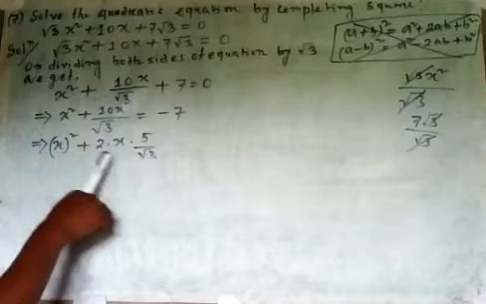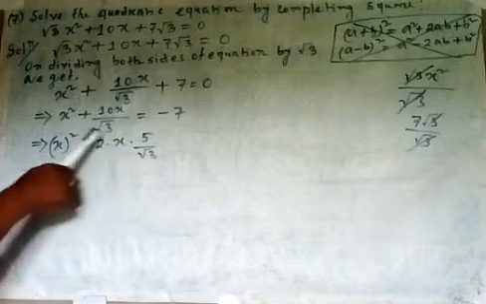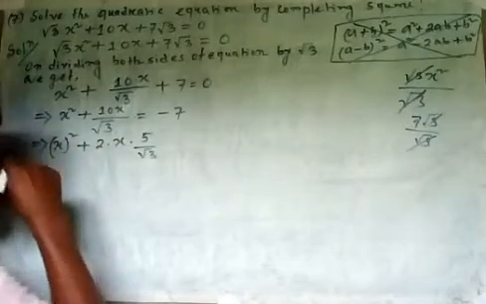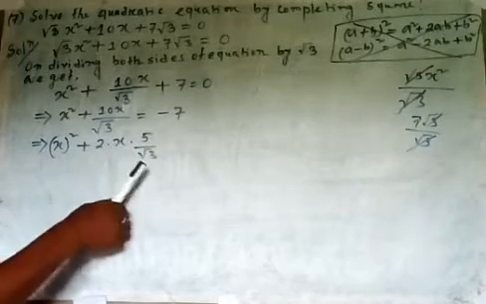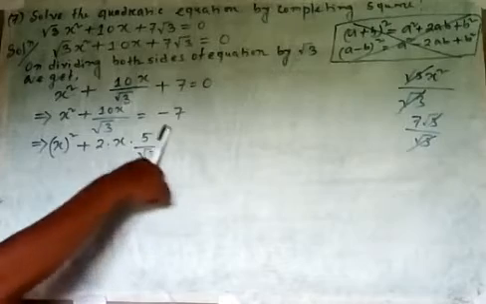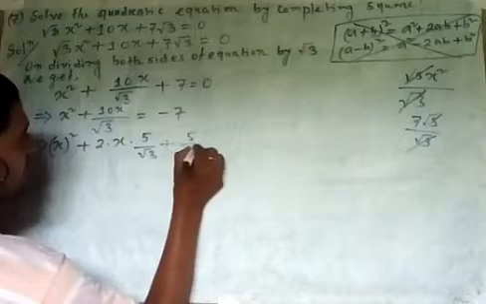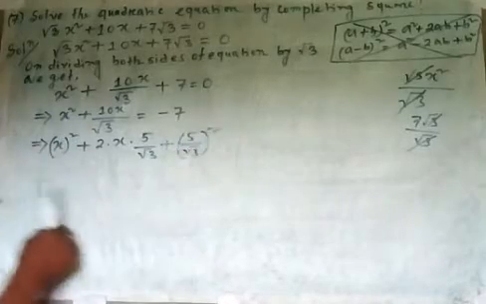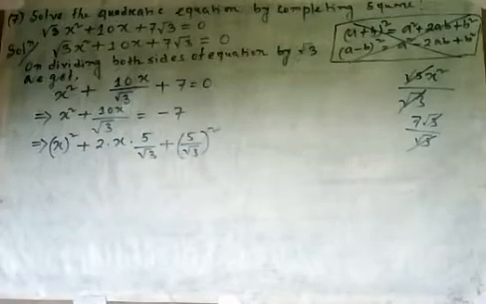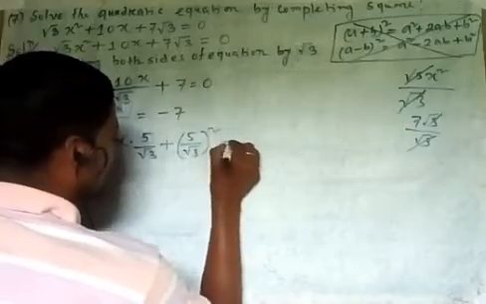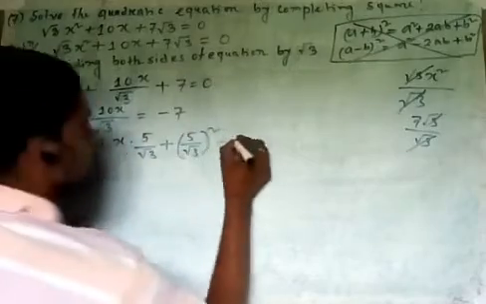Now look, is this same? 5 into 2, 10. X is x. Root 3 is root 3. It means a square plus 2ab plus b square. B means 5 by root 3, plus 5 by root 3 whole square. A square plus 2ab plus b square. This is equal to minus 7.